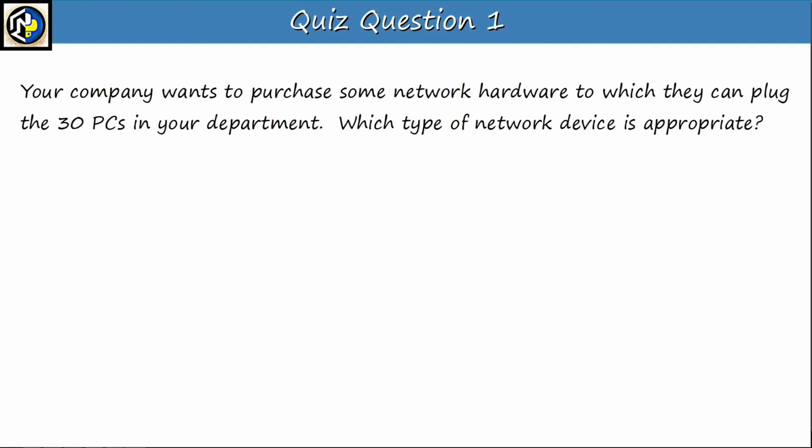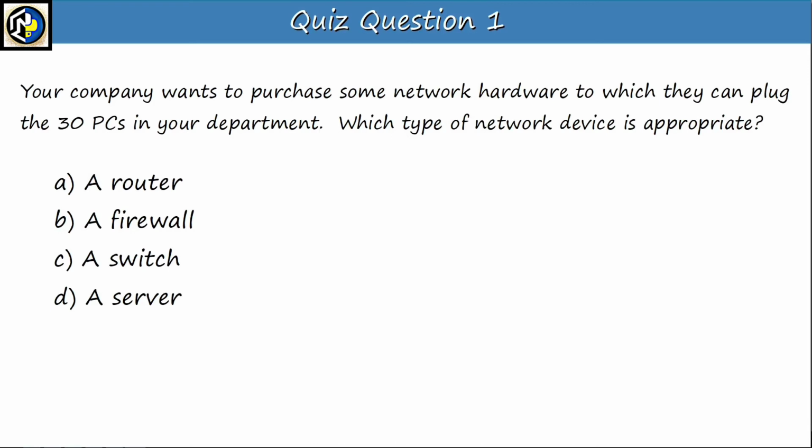Your company wants to purchase some network hardware to which they can connect the 30 PCs in your department. Which type of network device is appropriate? A. A router. B. A firewall. C. A switch. Or D. A server. Pause the video to think about your answer.